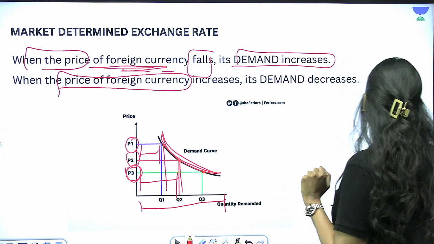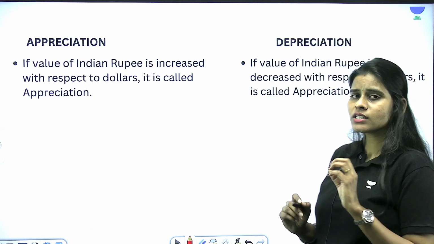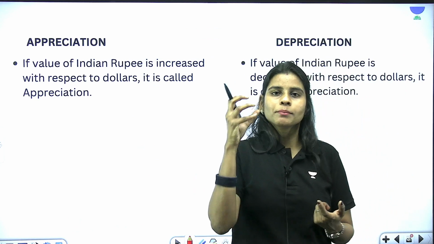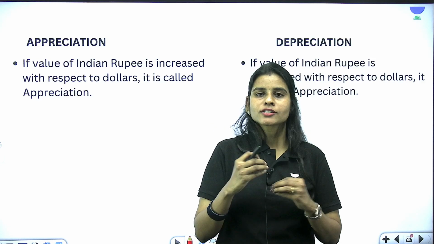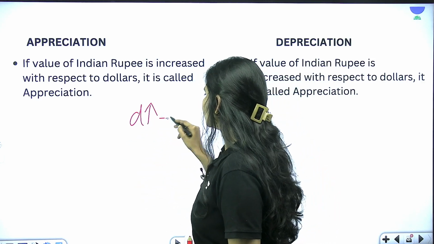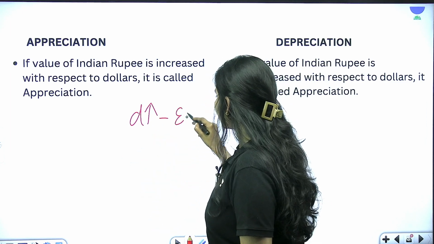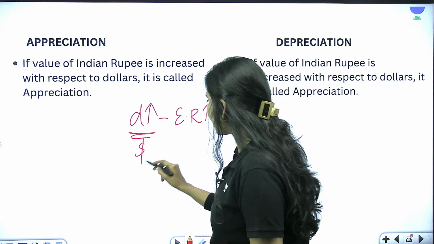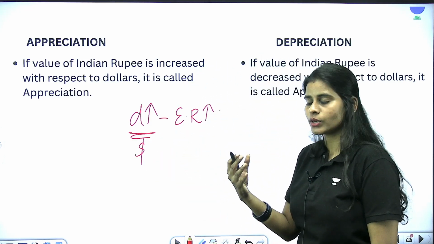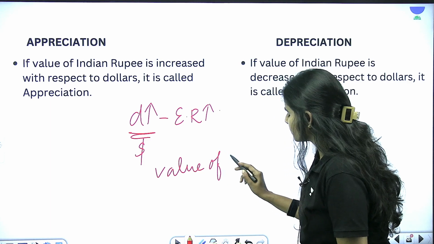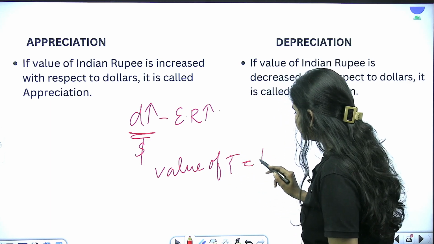Clear? Fine. And now we will see what is meant by appreciation and depreciation. As I already told you, the market forces like demand and supply are going to change the exchange rate. So whenever there is more demand, then what is going to happen? Exchange rate is going to be higher, right? If the demand for dollars is high, then the exchange rate is going to increase and the value of Indian rupee is going to decrease. Clear? Value of rupee will decrease.